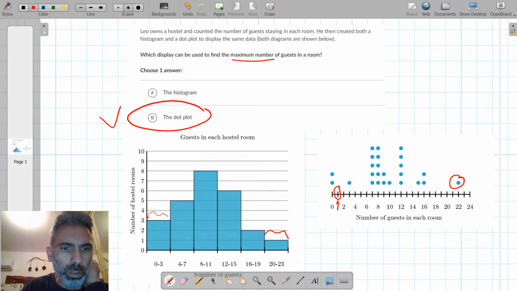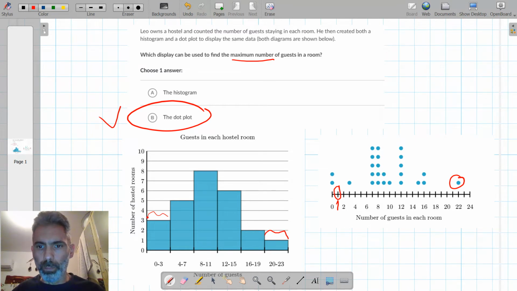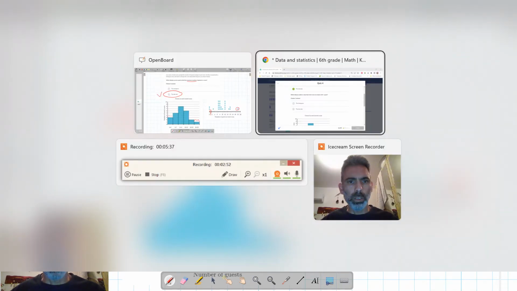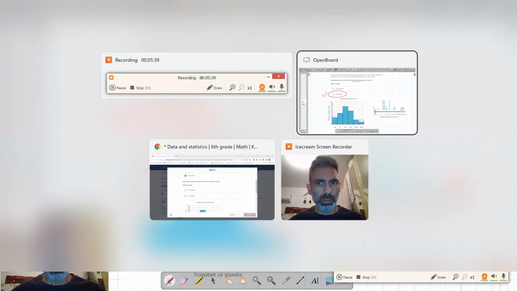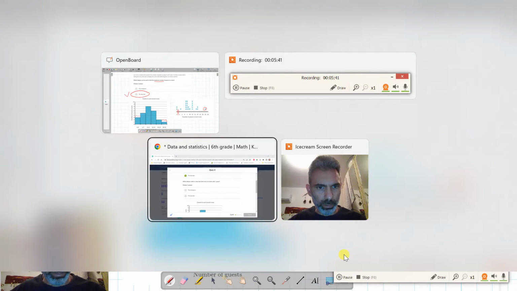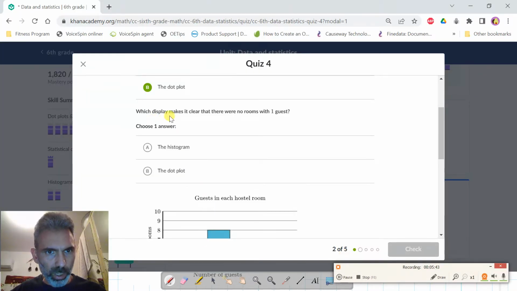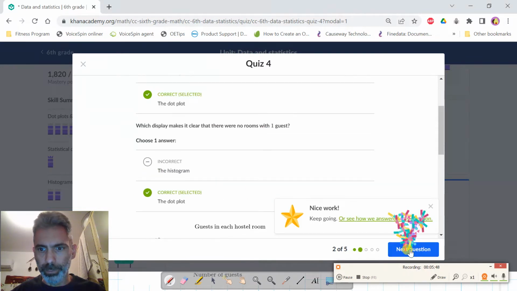So it can be also 0, it can be 1, it can be 2, it can be 3. We don't know exactly then the value. But here we know that for the value 1, we don't have any data points. So the dot plot again is the correct answer. Which display makes it clear that there were no rooms with 1 guest? The dot plot again.